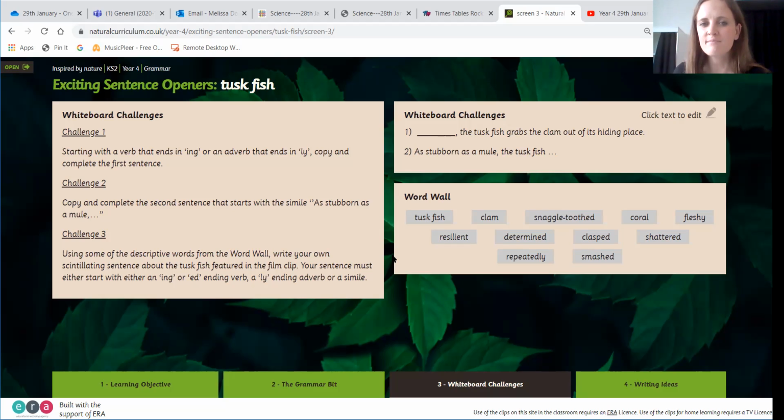If you've got a bit of extra time, maybe you want to try and create 4 of your own sentences about the tusk fish that start with each one of those. Look at your word wall and use the vocabulary that's there. So we've got tusk fish, clam, resilient, snaggletooth, coral, fleshy, determined, clasped, shattered, repeatedly, and smashed.